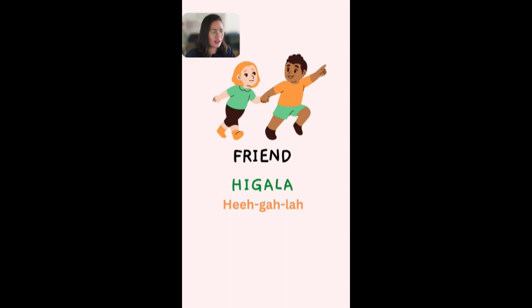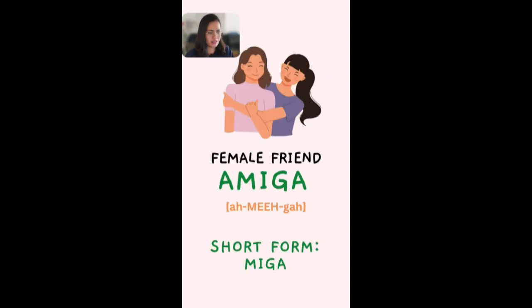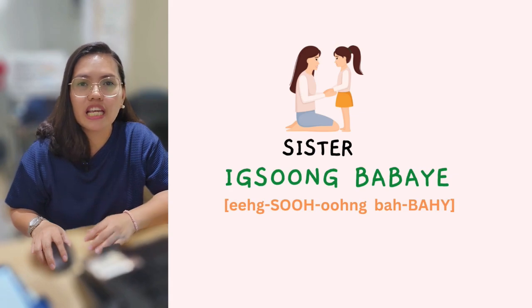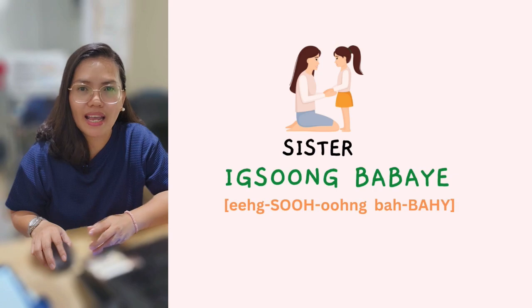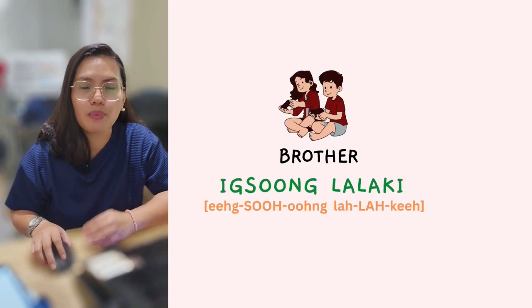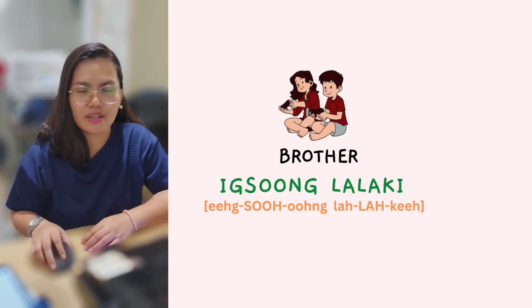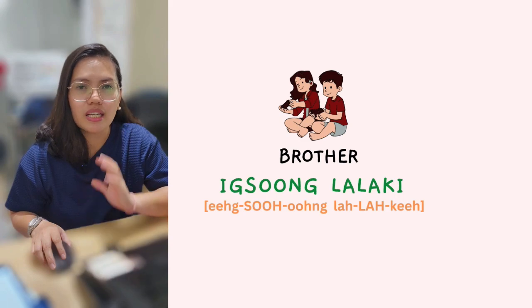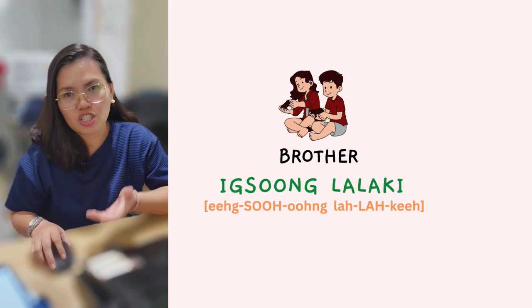Next one, we have female friend, which means amiga. Short form is miga. Again, female friend is amiga. The short form is miga. Next one, male friend. So, male friend is amigo. The short form is migo. Sister is igsuong babae. Next one, brother. Igsuong lalaki. I think in the previous video, I discussed igsuon. So, igsuon is sibling. So when you say brother, igsuong lalaki.